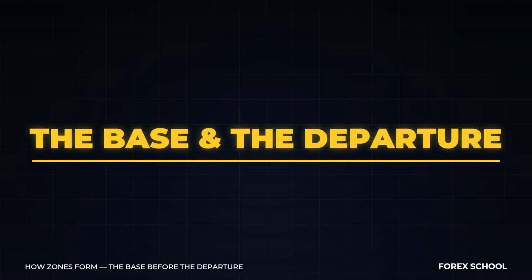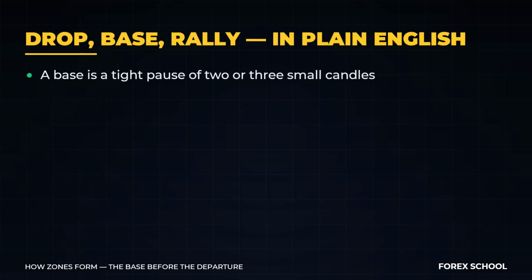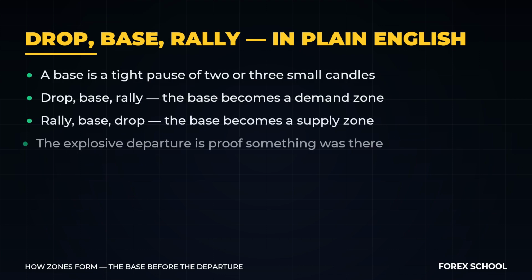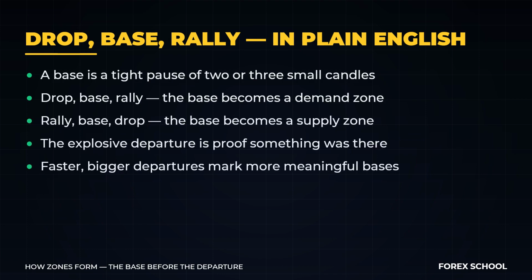Now for the heart of the course, how a zone is actually born, the quiet base before the explosive departure. Every meaningful zone has the same biography, and it comes in two flavors. Picture a falling market that suddenly stops and goes quiet, 2 or 3 small candles, going nowhere. That pause is the base, the place where selling pressure met something big enough to absorb it. Then comes the departure, an explosive move away, far too fast to be casual.